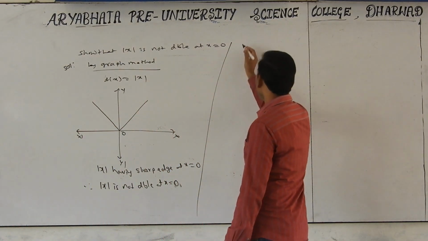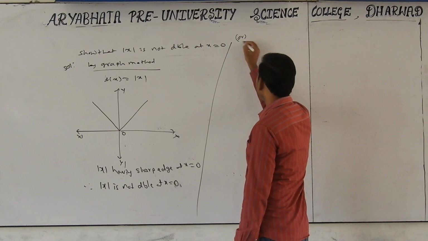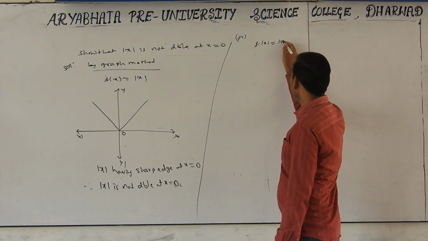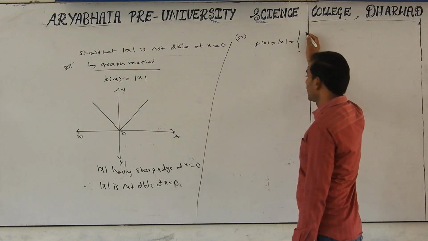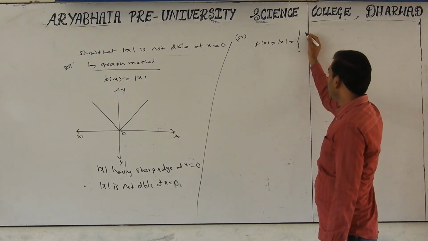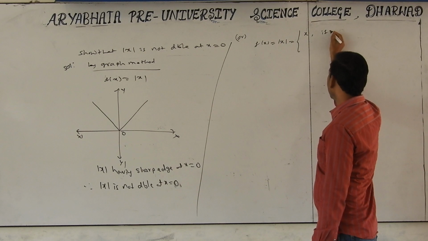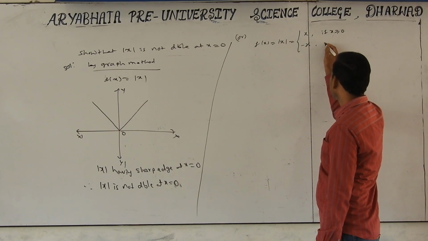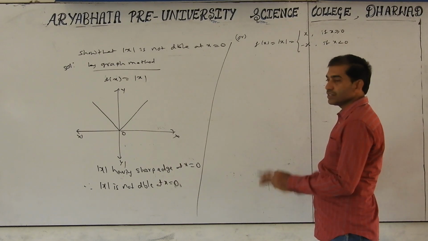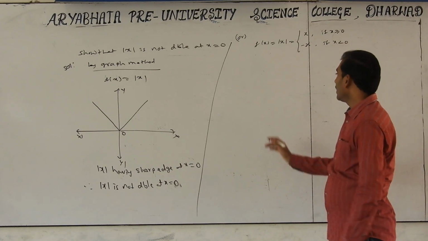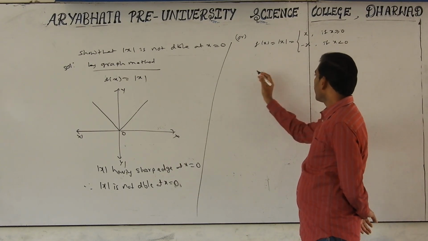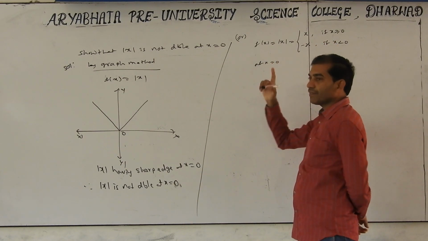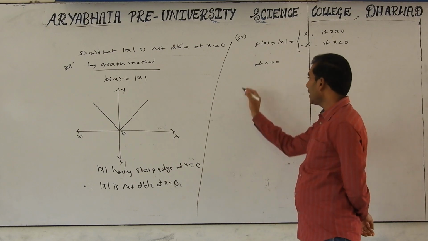Now another method, the alternate method. f of x equals mod x. At what point is mod x changing? At 0. Mod x equals x if x is greater than 0, and mod x equals minus x if x is less than 0. Now, because it is changing at 0, we should find the left hand derivative and right hand derivative. LHD.